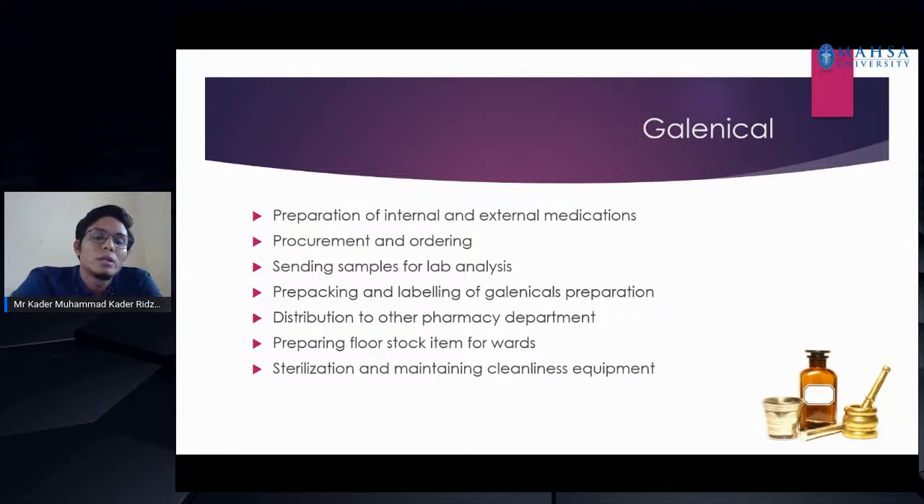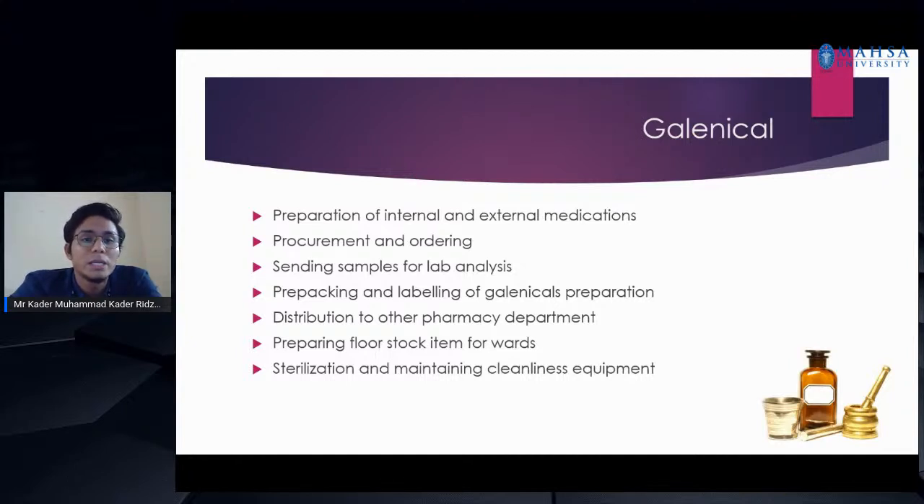Number two, other than preparing, you are going to do procurement and ordering. Usually Galenical orders from the big store. There will be a main store in the hospital. Every single department, inpatient, outpatient, even Galenical, all those procurements will be coming directly from the main store.